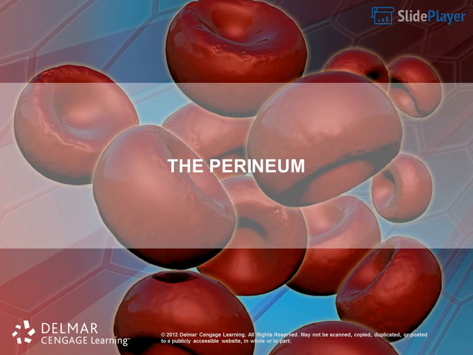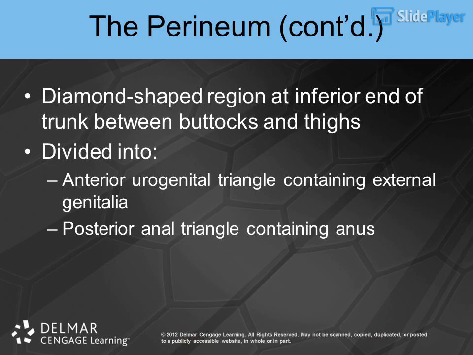The perineum is a diamond-shaped region at the inferior end of the trunk between the buttocks and thighs. It is divided into an anterior urogenital triangle containing the external genitalia and a posterior anal triangle containing the anus.